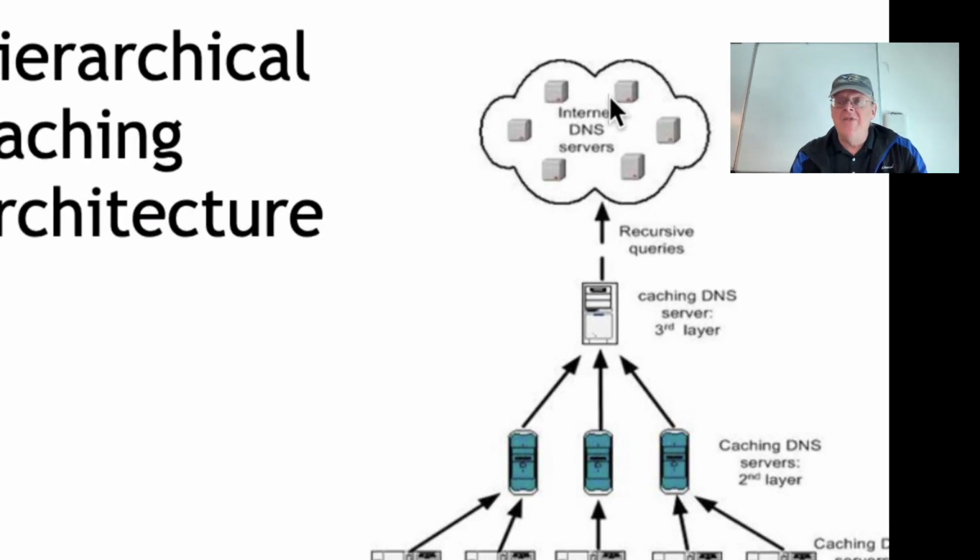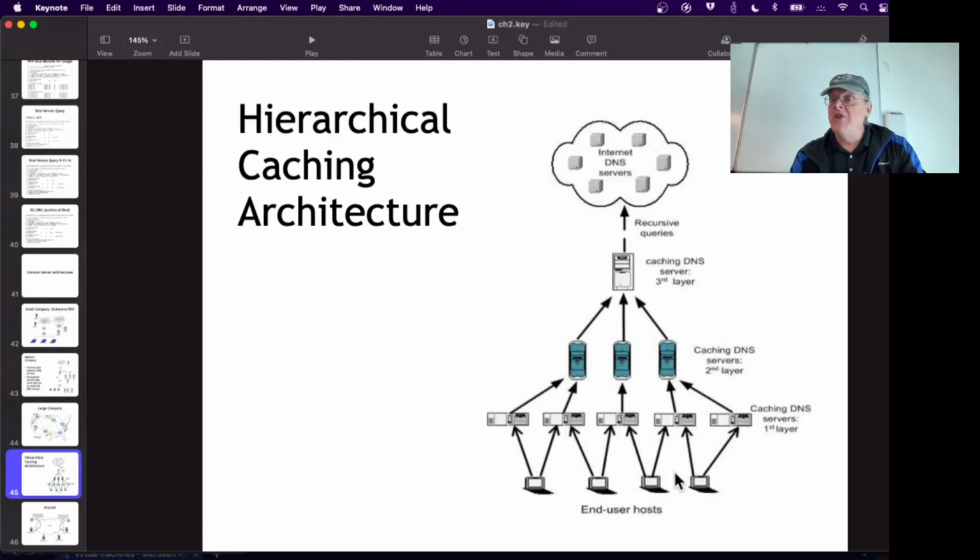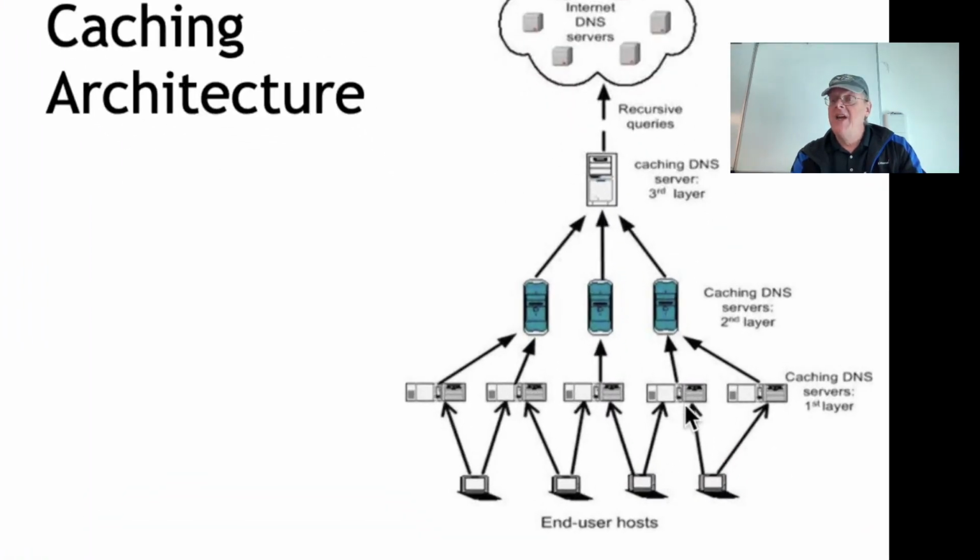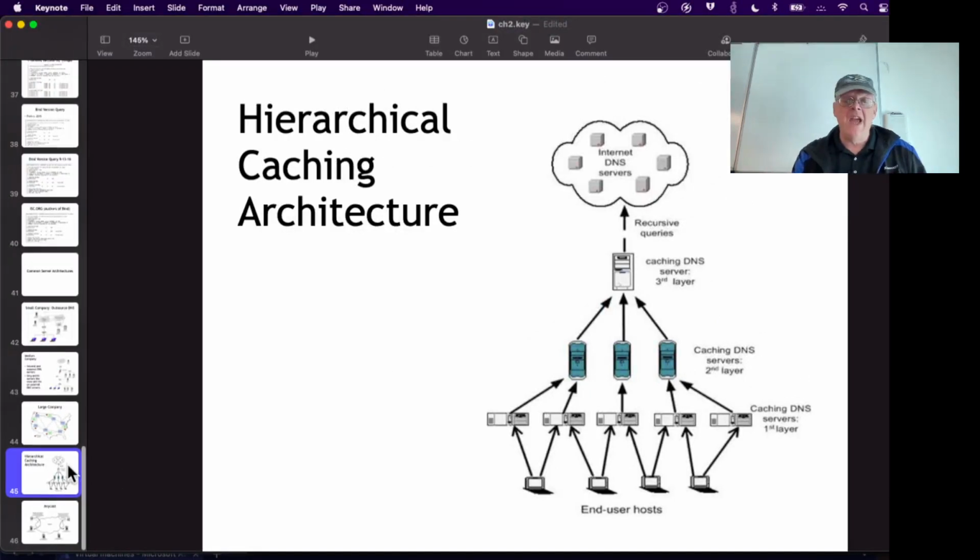All right, and so you can have a hierarchical structure as well. This is what we have here. You have the internet, then you have caching services at the third layer, second layer, and first layer. So if two people at your company try to go to yahoo.com, they might hit the same server that has it cached, so they don't have to ask any higher. And each one of these only handles one layer. This is what you really have.